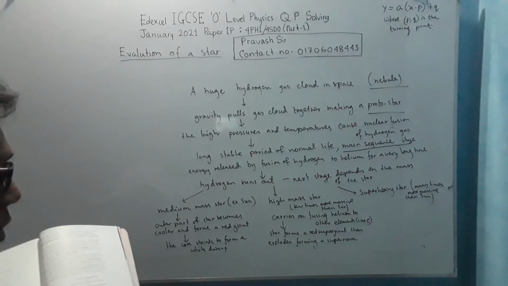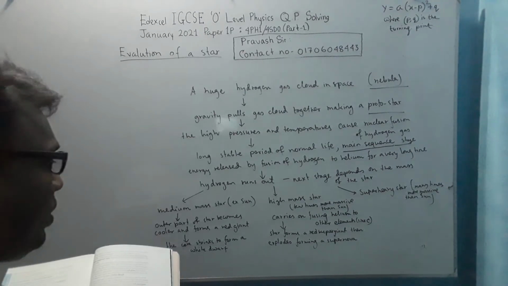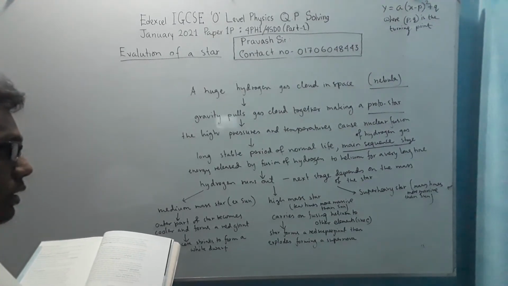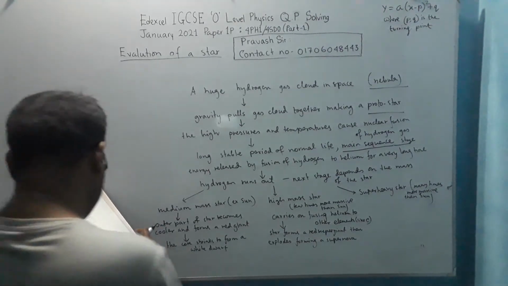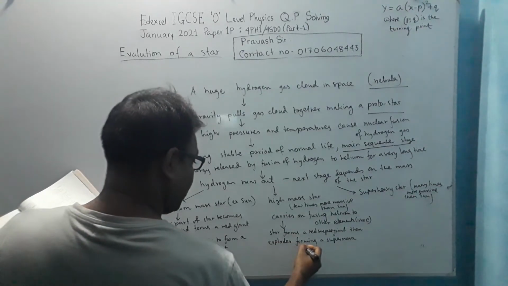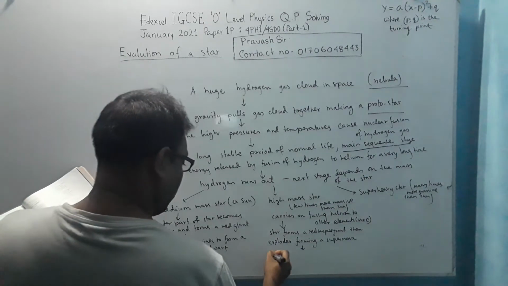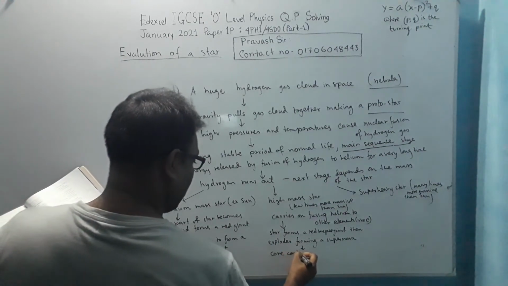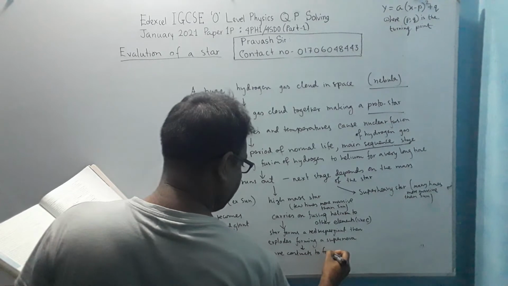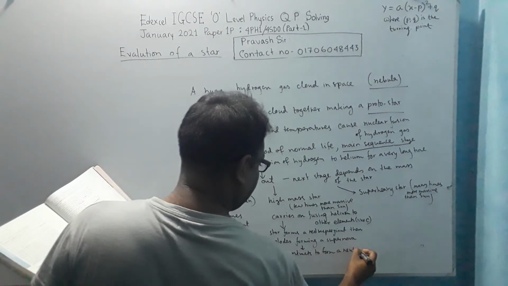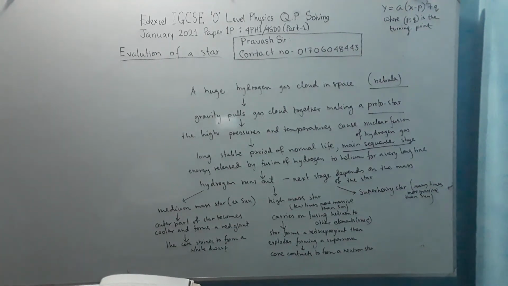But a high mass star forms a red supergiant, and when the red supergiant explodes, that forms the supernova stage. And after the explosion in the form of a supernova, its core contracts to form a neutron star. So this is the end of a high mass star, in the form of a neutron star.